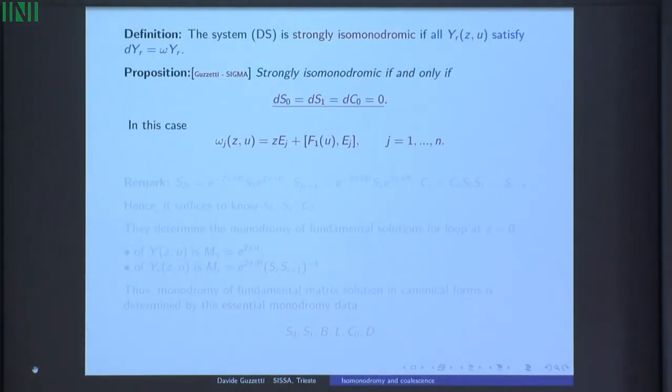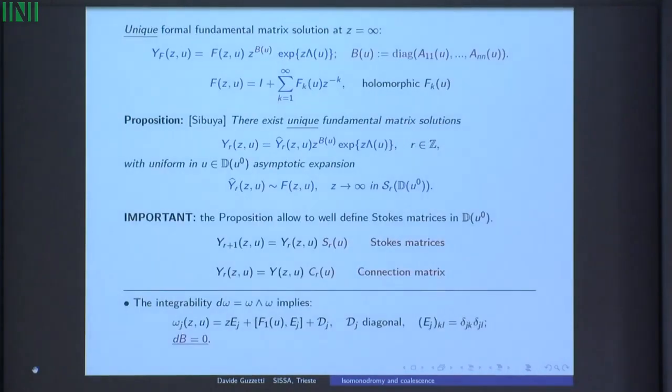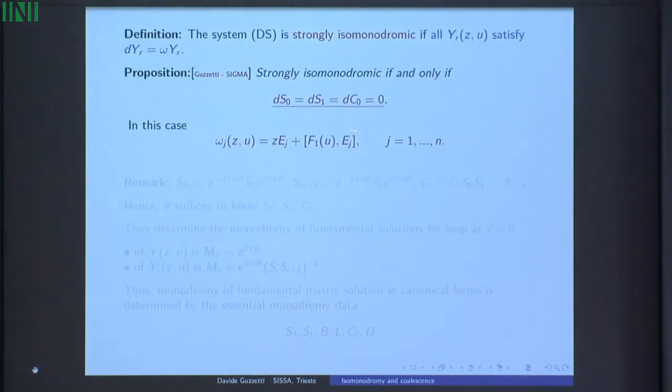Okay, now I give a definition, actually, a little bit strange, maybe. I call the deformation U strongly isomonodromic if all the matrices with asymptotic representation also satisfy the Pfaffian system. So it's not difficult to prove that a necessary and sufficient condition for this is that the Stokes matrices, and here is CR, so C0, are constant in the polydisk.